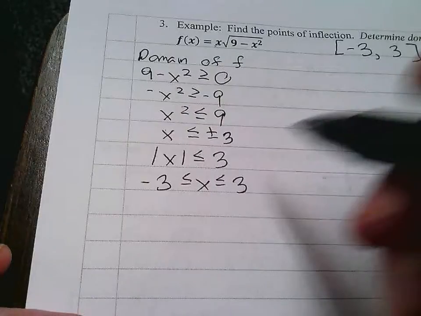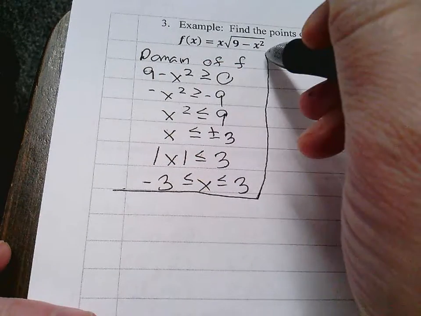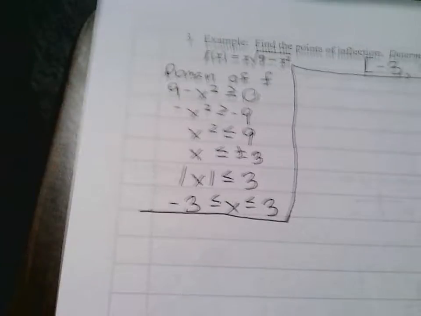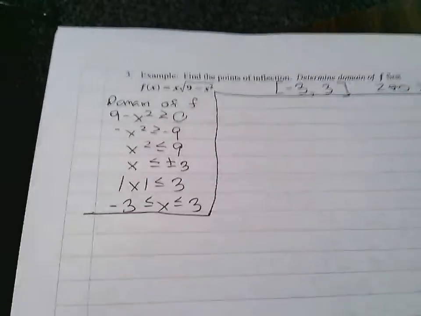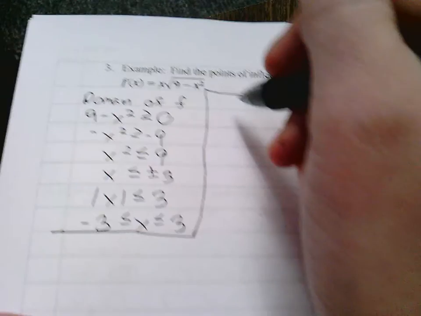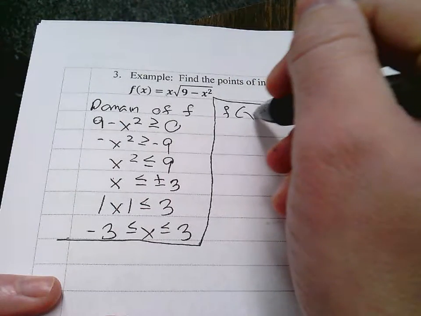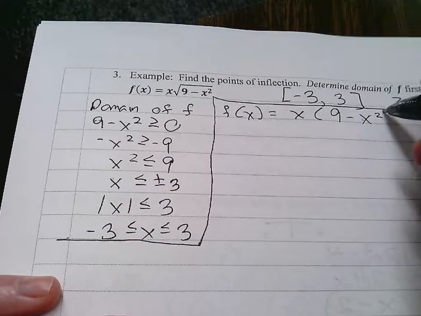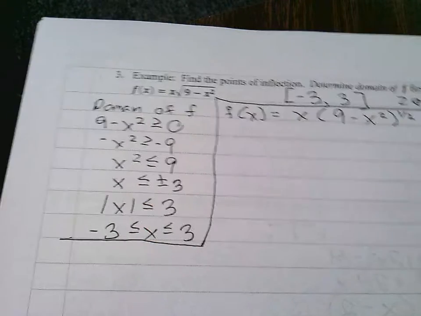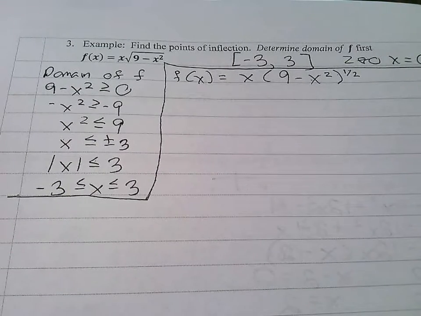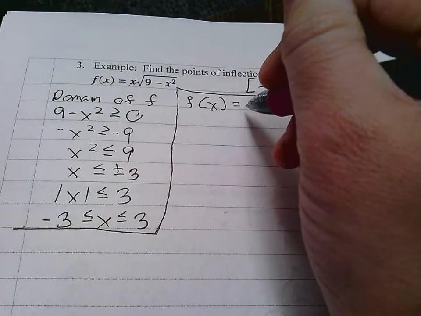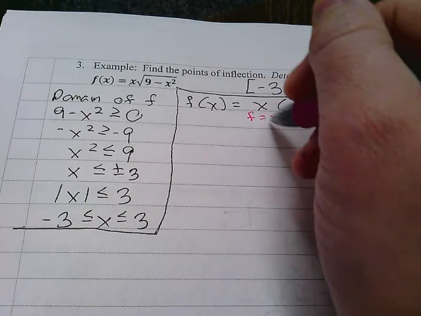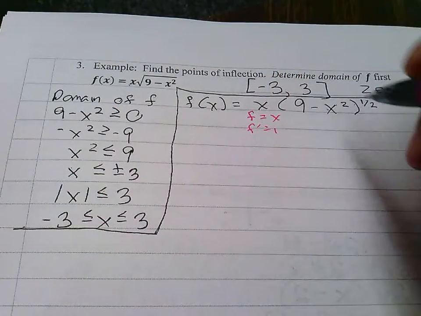Okay, so let's do calculus now. So that's all f. I'm going to write f again using rational exponents. So f of x is x times 9 minus x squared to the 1/2. Product rule, and you get a chain rule when you get to g. So f equals x, f prime equals 1. Easy enough. g, however, is different.